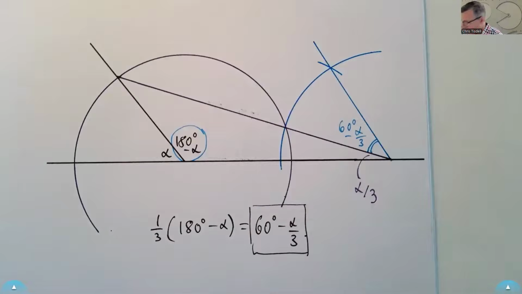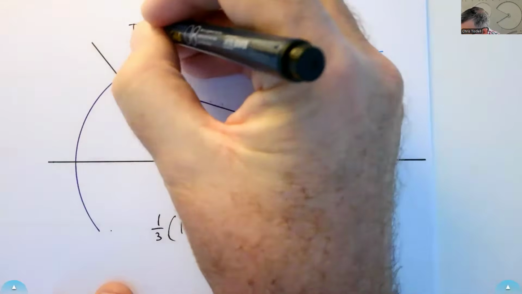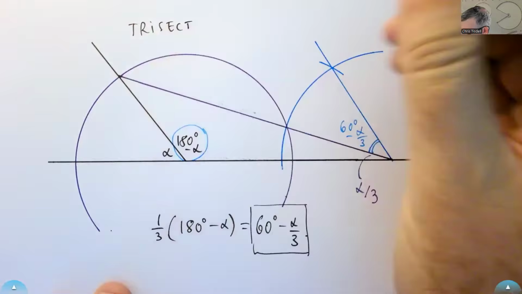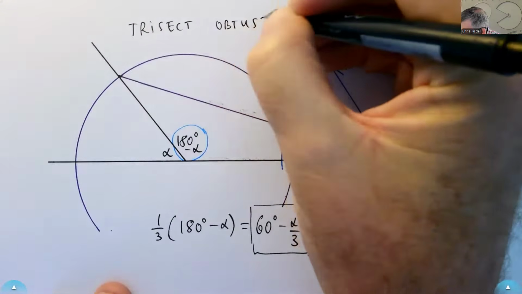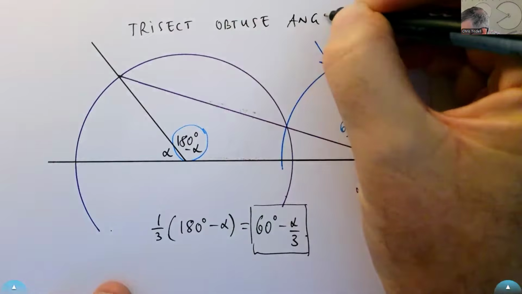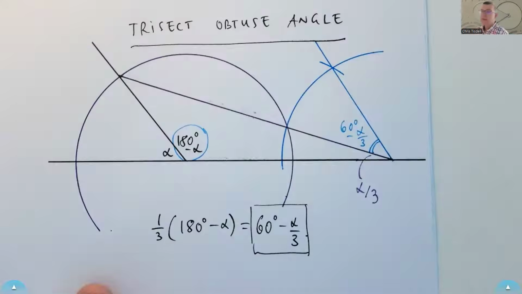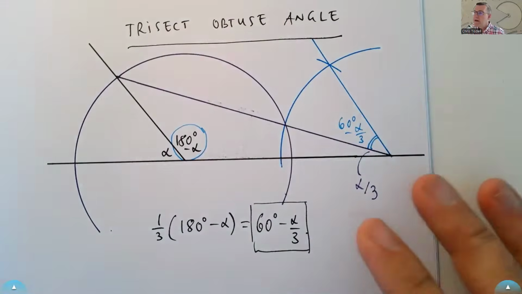So, not too hard, right? It relies on stuff we already know, and we're sort of putting in an extra step whereby we want to construct an equilateral triangle in the right place. So let me just write a heading down there so we know what we're doing. Trisect obtuse angle. That's the idea.